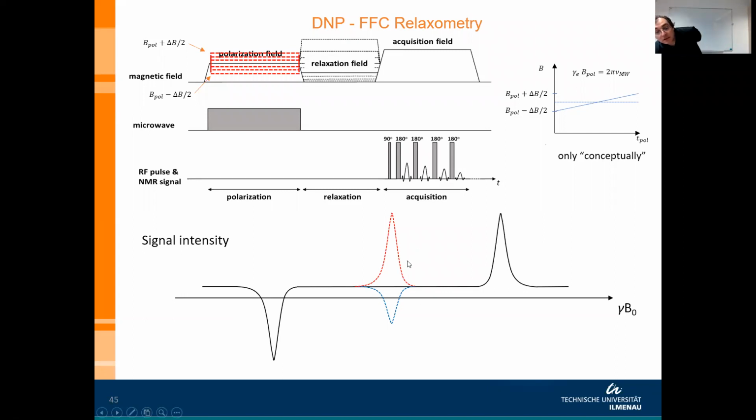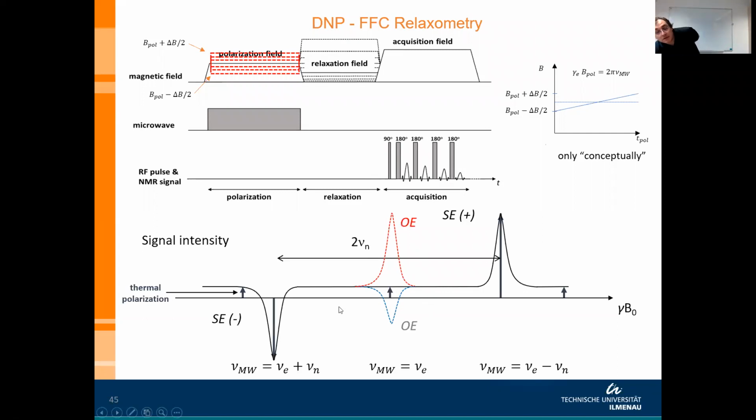Here you see the central line, which is due to the Overhauser effect and corresponds to the electron transition, where you see a scalar interaction here in red, with a maximum of 1. And then the other one is the dipolar interaction, with a maximum of -0.5.